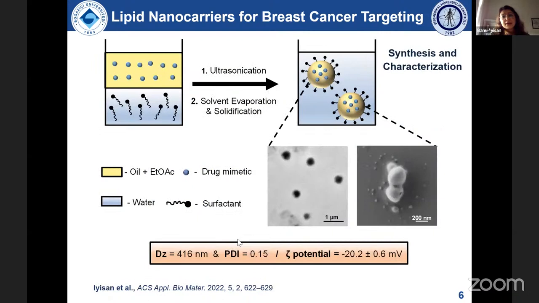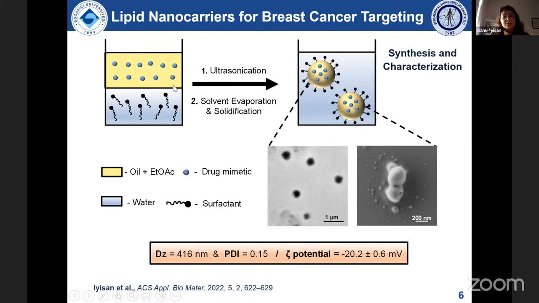Okay, so this is basically how we synthesize them. We use this method in most of our nanoparticle production. We use a mini-emulsion templated method. Basically, it's a simple and easy method. You just need to optimize the conditions, of course.